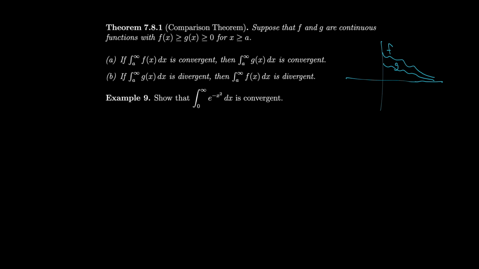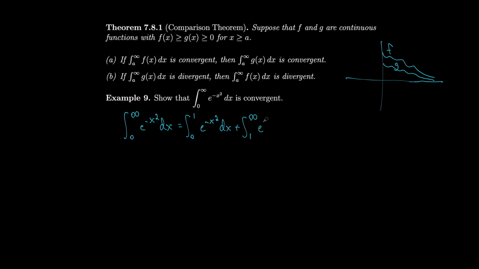Let's show that this integral, e to the minus x squared dx, is convergent. Remember that we can't express this integral in terms of elementary functions, but it would be nice to know that it exists. So let's look at the integral from 0 to infinity of e to the minus x squared dx. So we have the integral from 0 to 1 of e to the minus x squared dx plus the integral from 1 to infinity of e to the minus x squared dx.